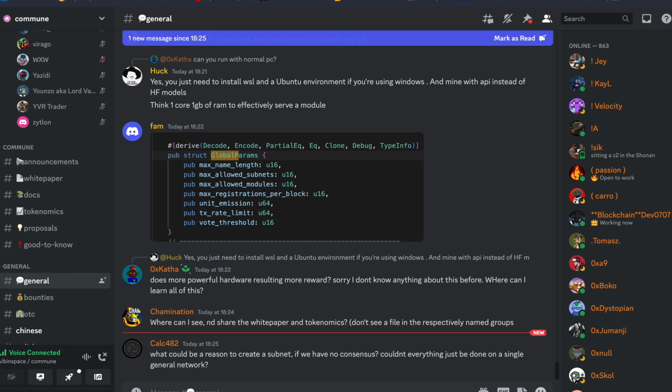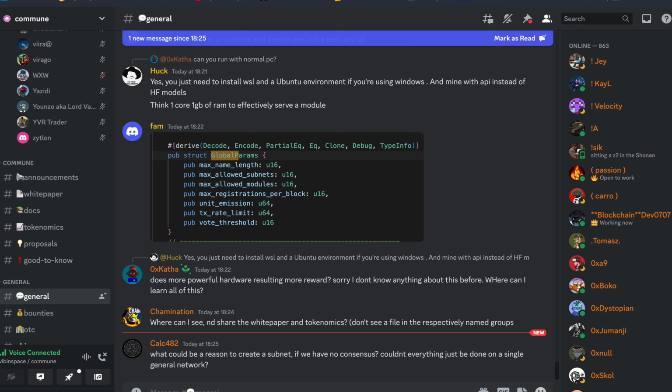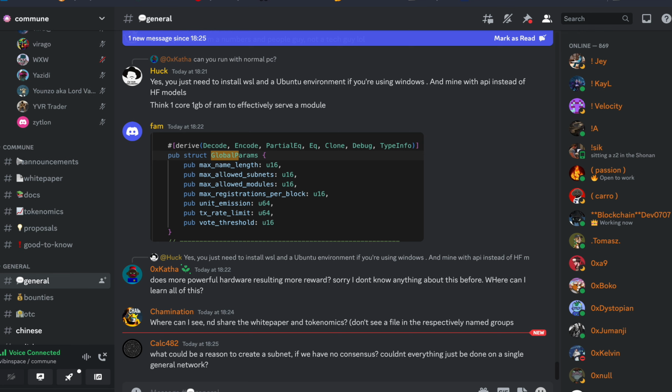What could be the reason to create a subnet if we have no consensus? Yes. So we allow you to toggle the trust matrix. If you want to specialize a subnet, I would recommend having a trust score above 0, because the higher the trust score, the more you're forcing the validators to agree with each other. Right now we have it pretty high on our general subnet.